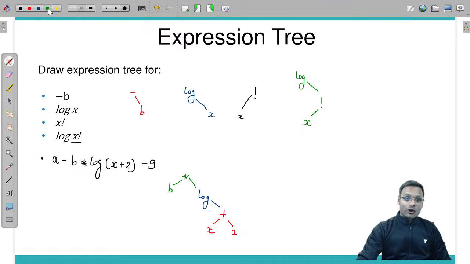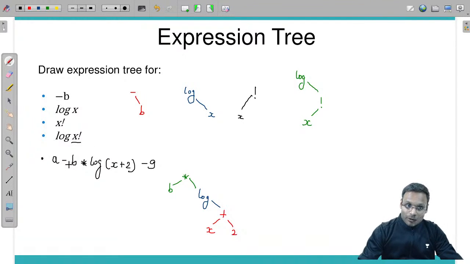Next level, shall we move ahead? Yes, we will. Next level is this. I will perform this minus. Why? Just because this minus will be solved next. It is left associative, isn't it? That is why. So how will you solve for this minus?